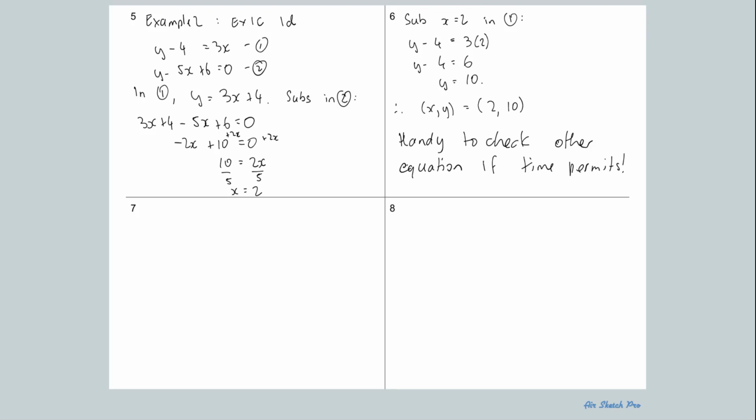Okay, that's it. So have a go at doing some of the problems yourself using the substitution method. And in the next video, we'll go through yet another method.